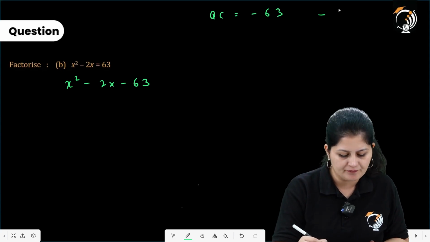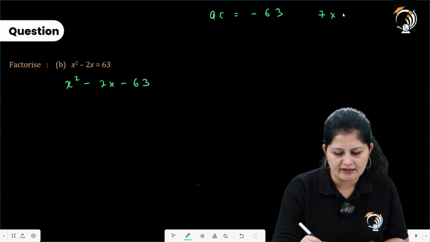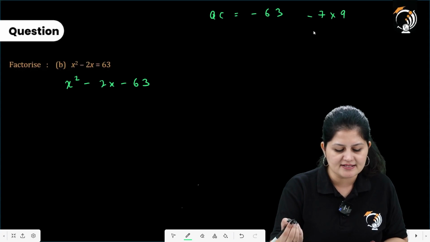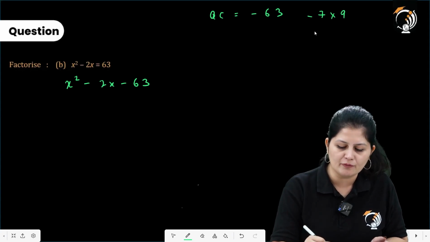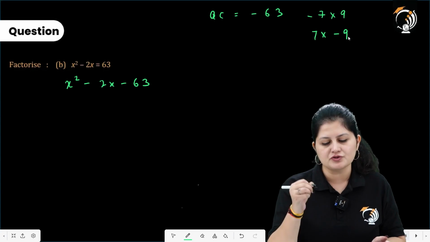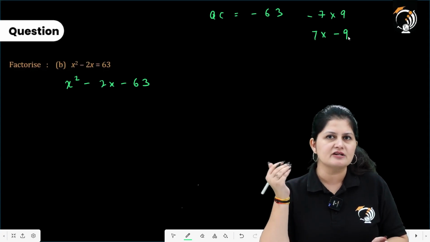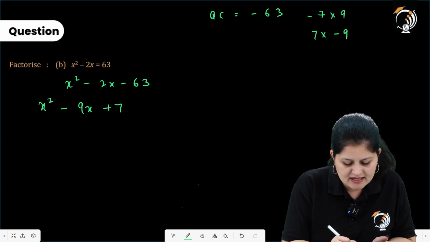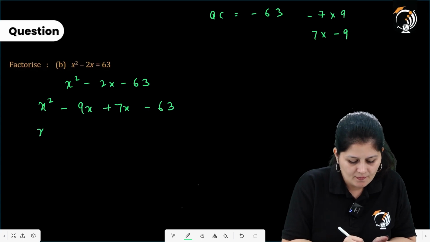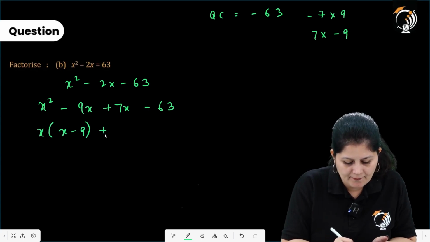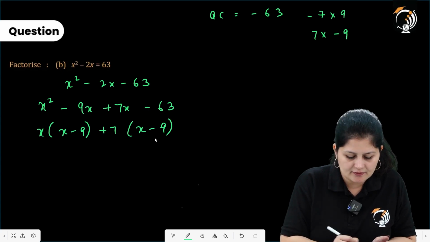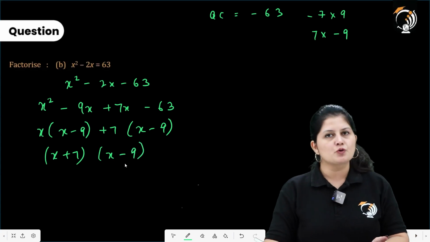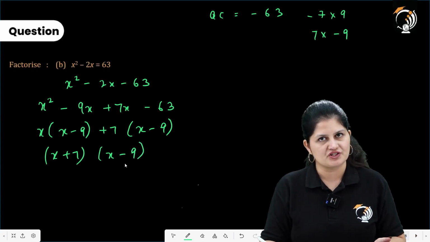So it is going to be 7 multiplied with 9. Minus 7 multiplied with 9 is going to give you minus 63, and if we talk about adding them, it will give you plus 2. But if we use 7 and minus 9, it will give us minus 2. So we will write it as x square minus 9x plus 7x minus 63. So it is going to be x minus 9 plus 7 into x minus 9. So this is x plus 7 multiplied with x minus 9. These are the two factors of the given quadratic expression. Clear?